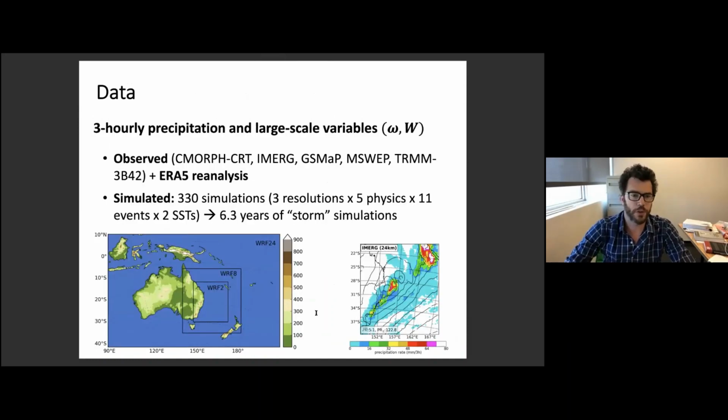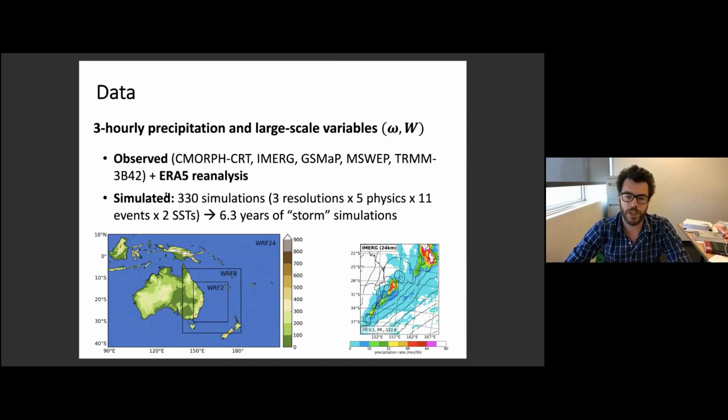And as before, we will basically apply the full decomposition to several observed data sets and several simulations. So in terms of observations, we always use ERA5 reanalysis to get omega and the integrated water vapor. And we use 5 different satellite-based precipitation products to estimate the rainfall terms. Among those, we have CMORPH, IMERG, GSMaP, MSWEP, and TRMM.